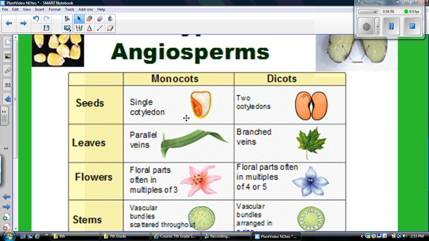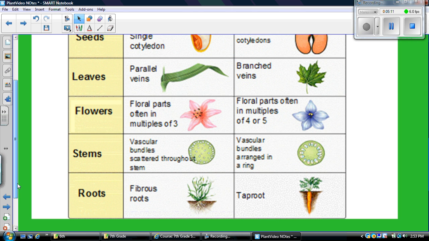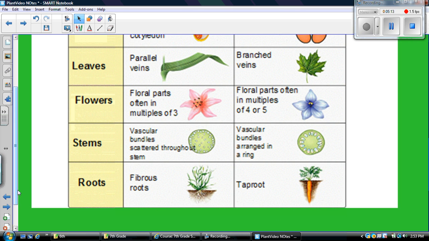Inside a seed, you've got a single cotyledon in monocots, and there are 2 in the dicot. There are parallel veins for the leaves for the monocots. They're narrower. Look how much bigger the dicots are. There are your flower parts in multiples of 3, and then flower parts in multiples of 4 and 5. In the stems, the vascular tissue are in what we call bundles for monocots. They're spread around. In dicots, the vascular tissues form a ring around the stem, or inside the stem.